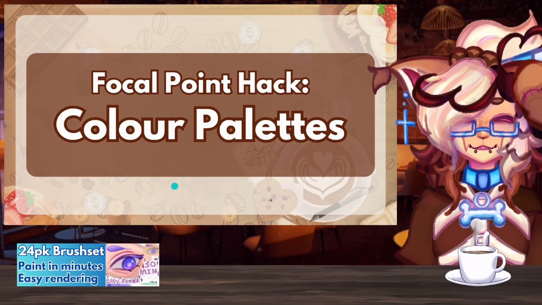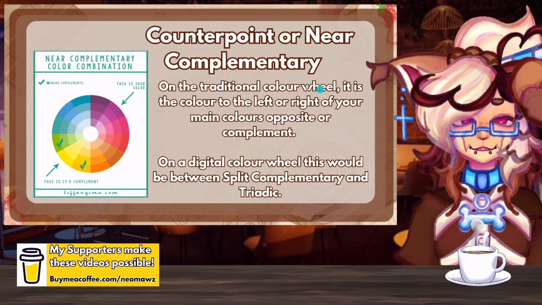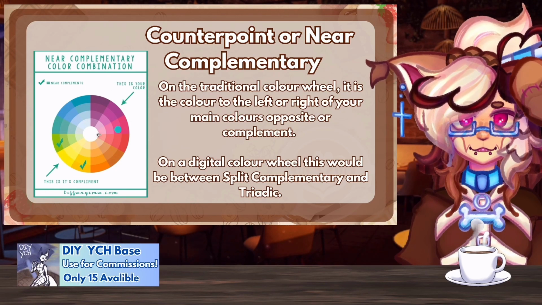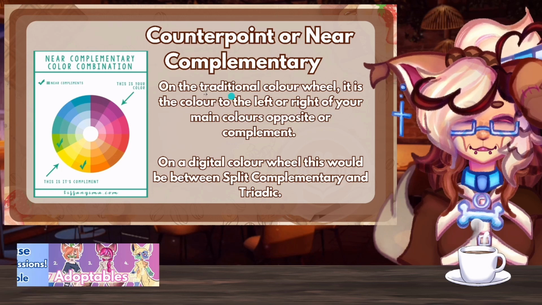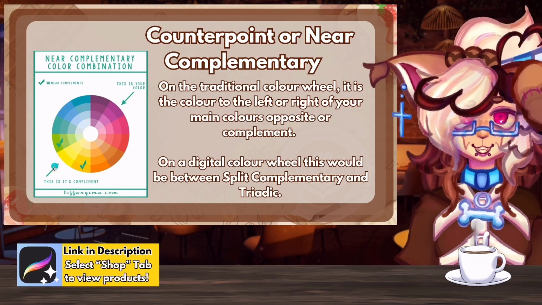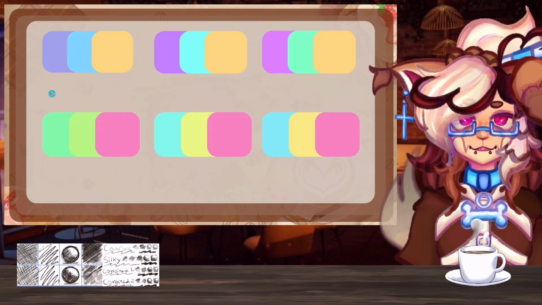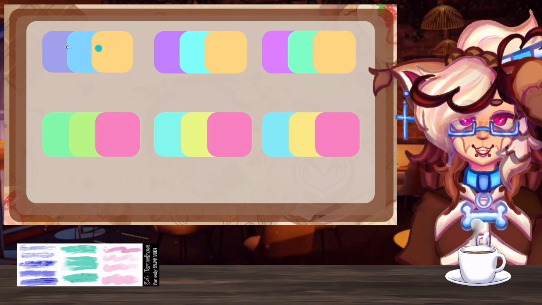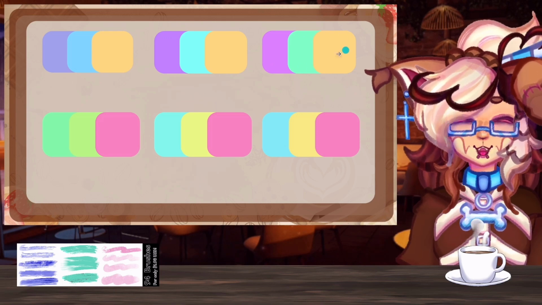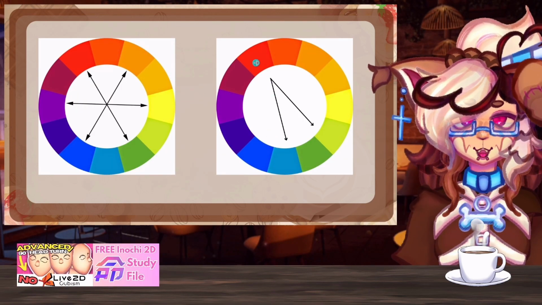Next, let's talk about a colour scheme you probably haven't heard of before. This would be a counterpoint or near complementary colour scheme. This is best explained with the traditional colour wheel, although you can achieve a similar effect with the digital one. The basic idea is to take your base colour, and then its complement, and use one of the other colours directly opposite. On a digital colour wheel, this would be somewhere between a split complementary palette and a triadic colour palette. And this leads me into one of my all-time favourite colour combinations, red and blue.